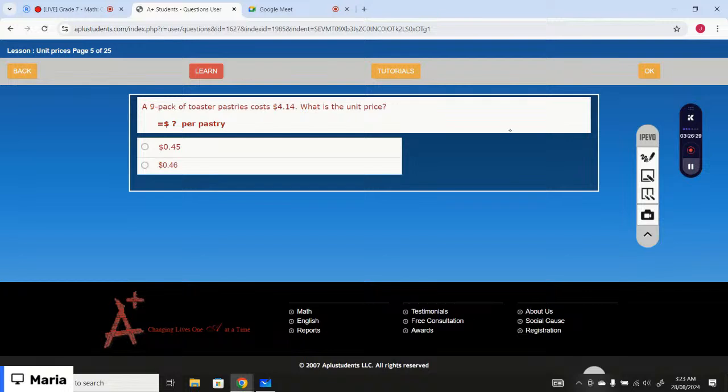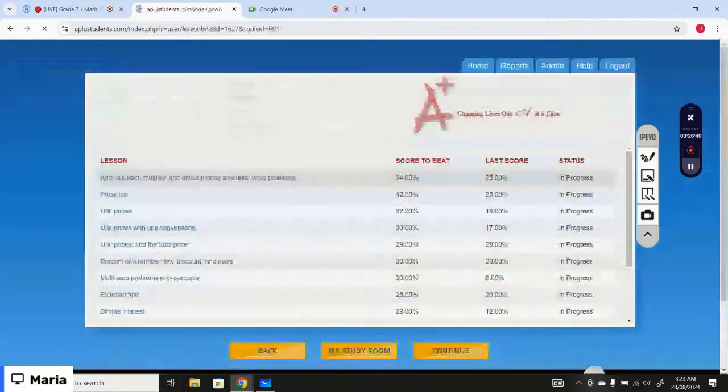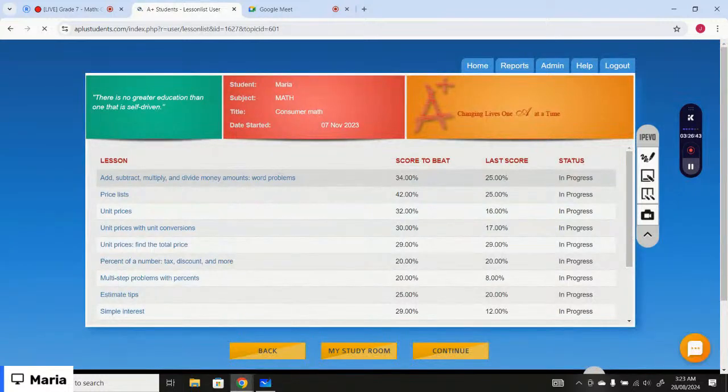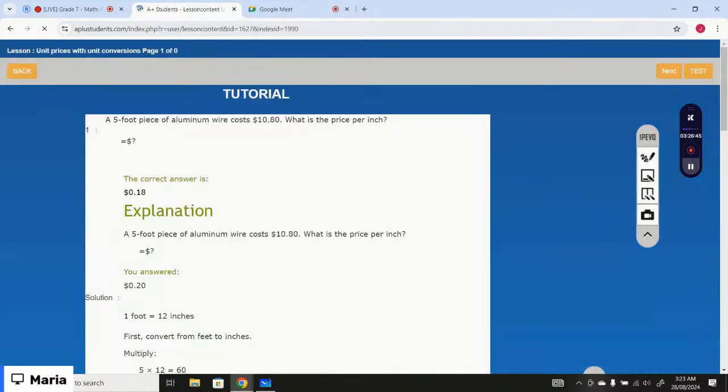Okay, you can complete the lesson by yourself later today. Let me just move on to the next lesson, and the next lesson is unit prices with unit conversions. Let's just start with the next lesson.